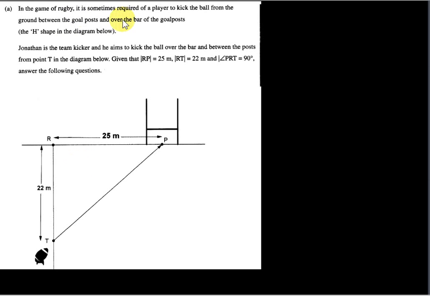In the game of rugby, it is sometimes required of a player to kick the ball from the ground between the goalposts and over the bar of the goalposts. Jonathan is the team kicker and he aims to kick the ball over the bar and between the posts from point T in the diagram below.